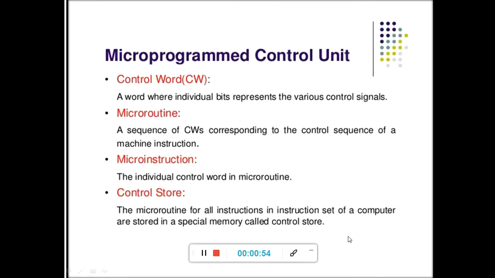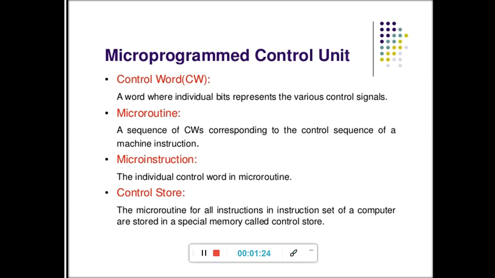Next, we are going to see the microprogrammed control unit. Here there are 4 parameters given below: control word, microroutine, microinstructions, and control store. So the first one is control word. What is a control word? It is a word whose individual bits represent various control signals in the microroutine. Some bits represent the various control signals. It's called a control word.